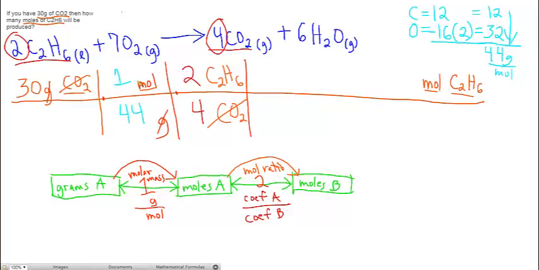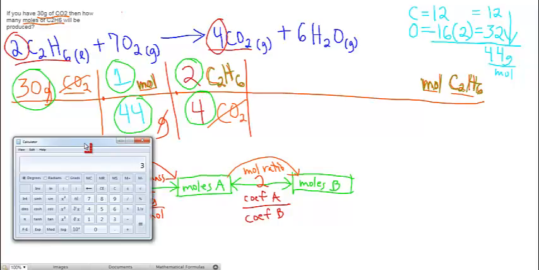Let's compare our units. We have moles of C2H6 left in our conversion, and that's the same one we have in our answer, moles of C2H6. Perfect. Now we can calculate. We're going to do 30 times 1 divided by 44 times 2 divided by 4. 30 times 1 divided by 44 times 2 divided by 4.